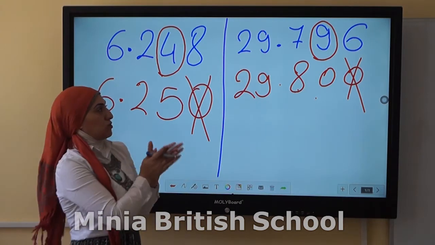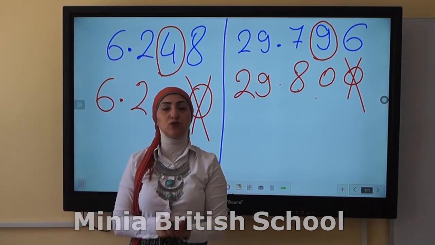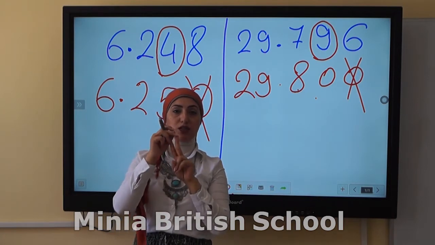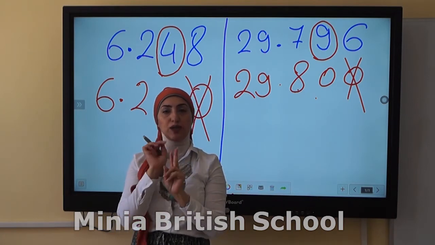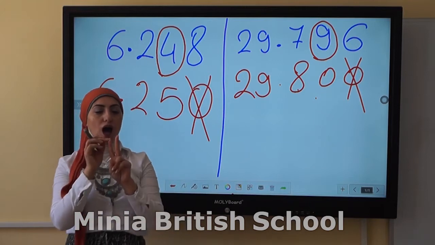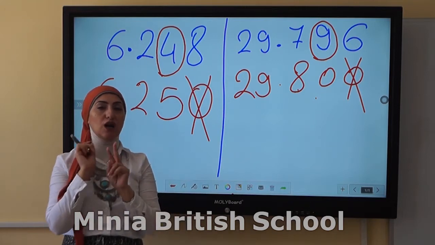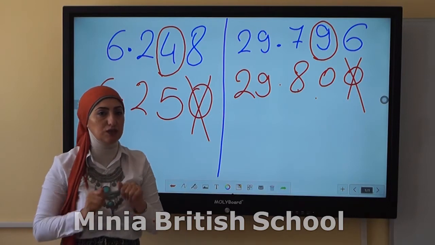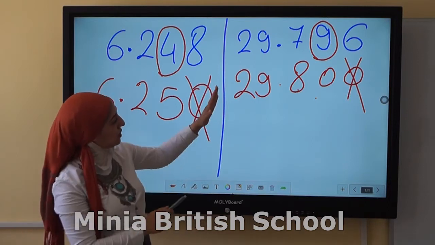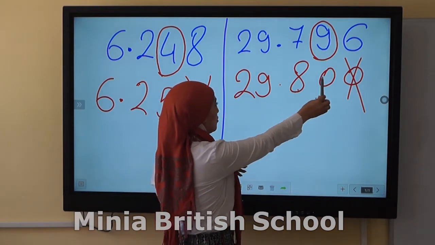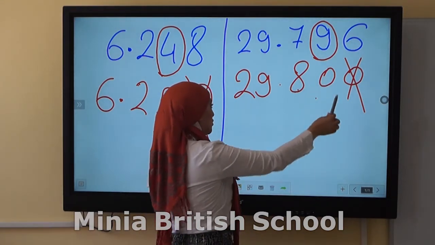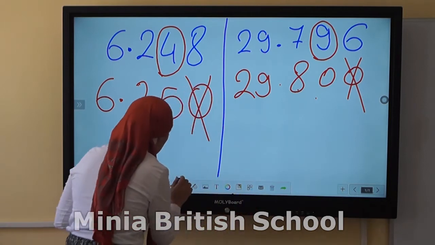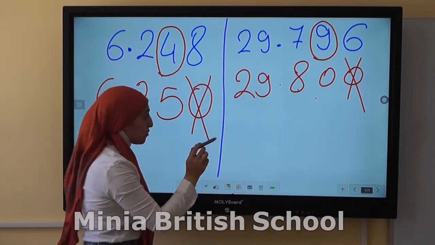Why? Because when I ask you to approximate to the nearest hundredth, hundredth is the second digit after the decimal point. That means I need 2 digits after the decimal point. 1, 2. These are the two digits after the decimal point, so I can't cancel this 0.